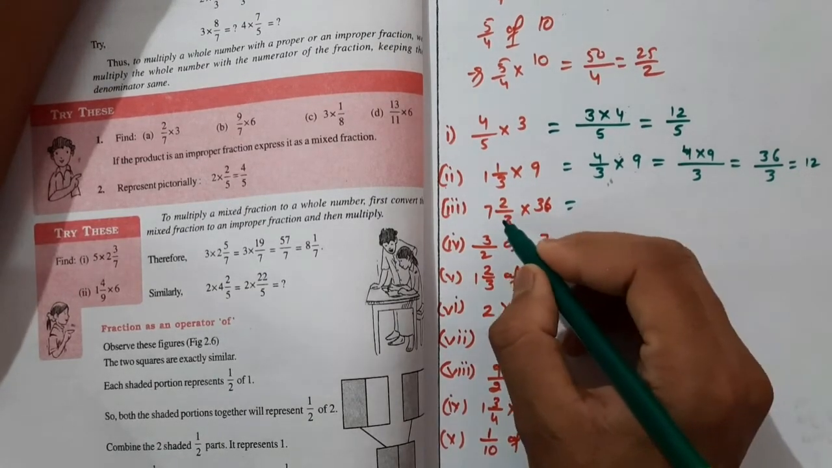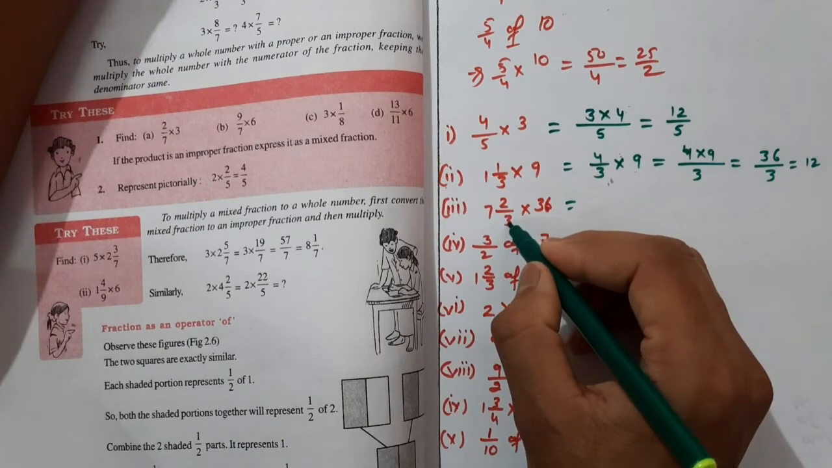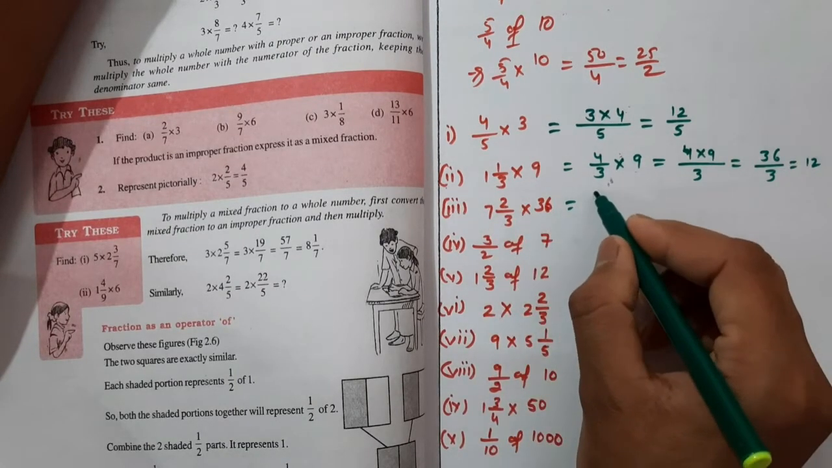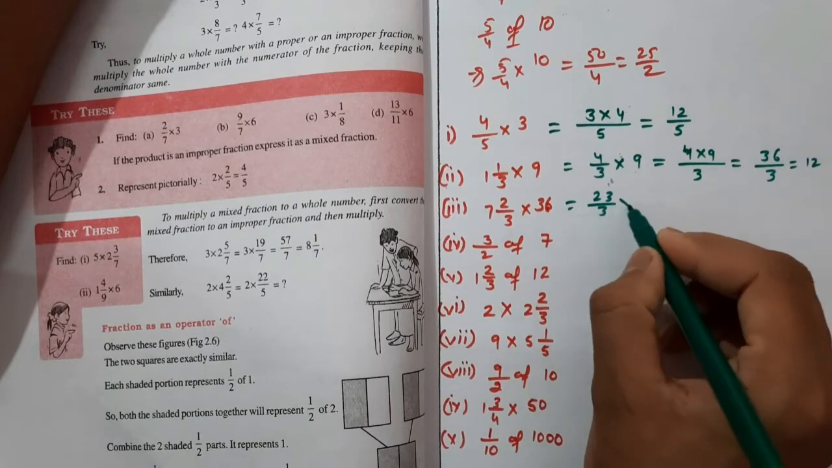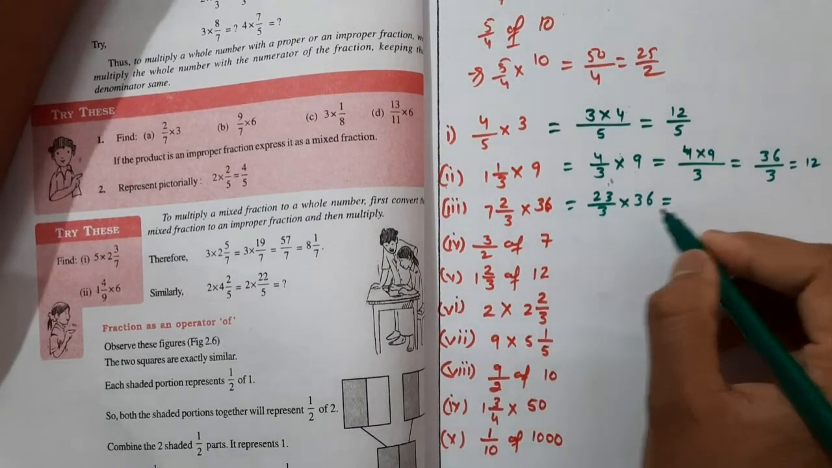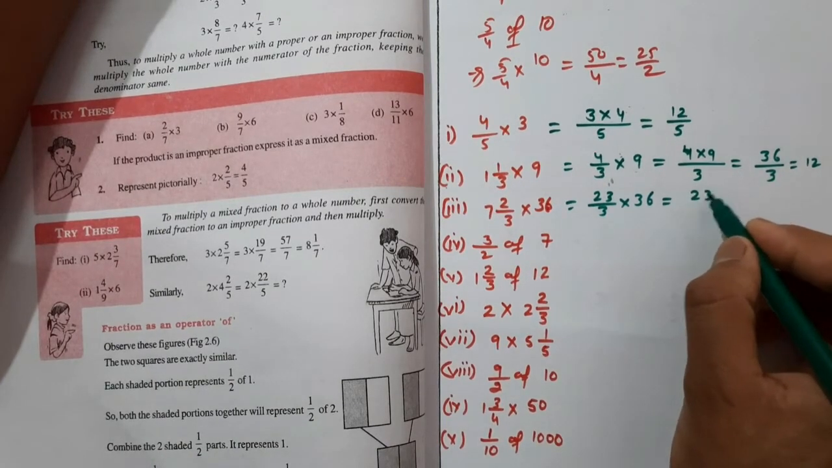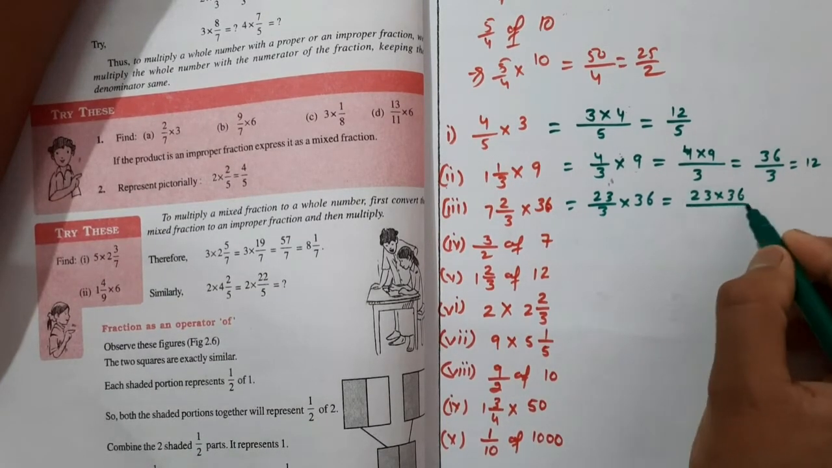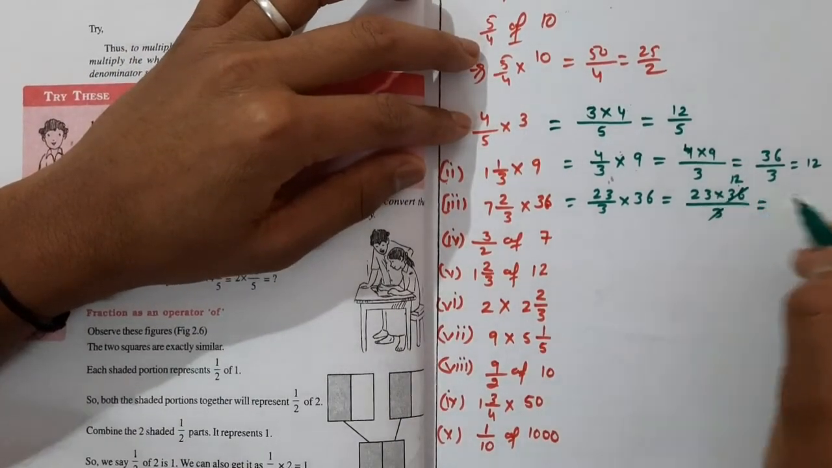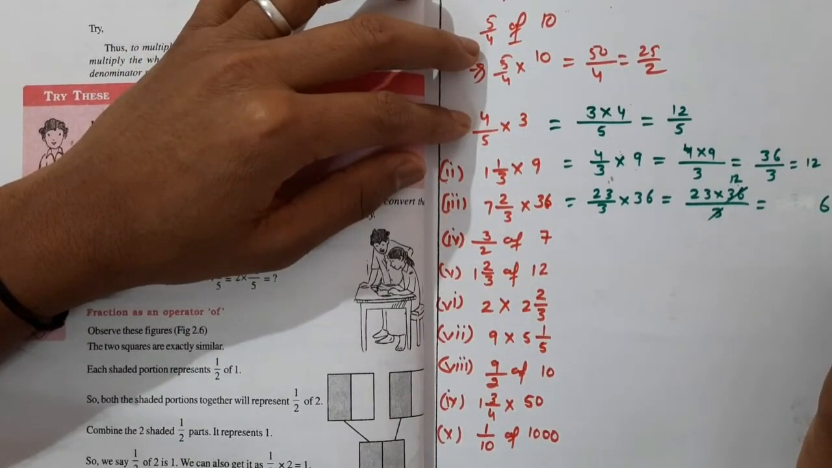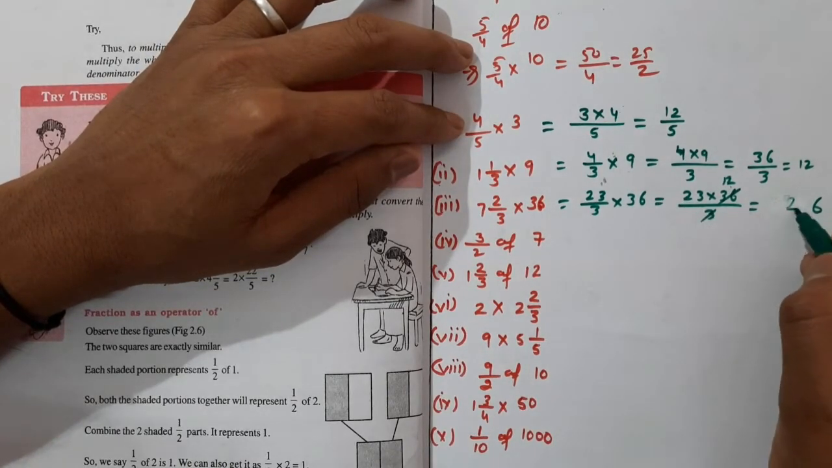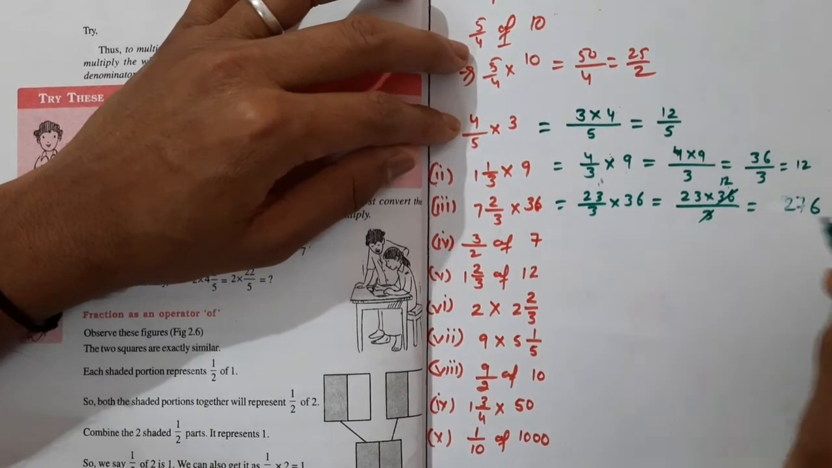Now 7 and 2/3. 7 into 3, 21. 21 plus 2, 23/3 into 36. We can multiply it. So 23 into 36/3. 12 into 23: 12 into 3, 36. And 12 into 2, 24 plus 3, 27.